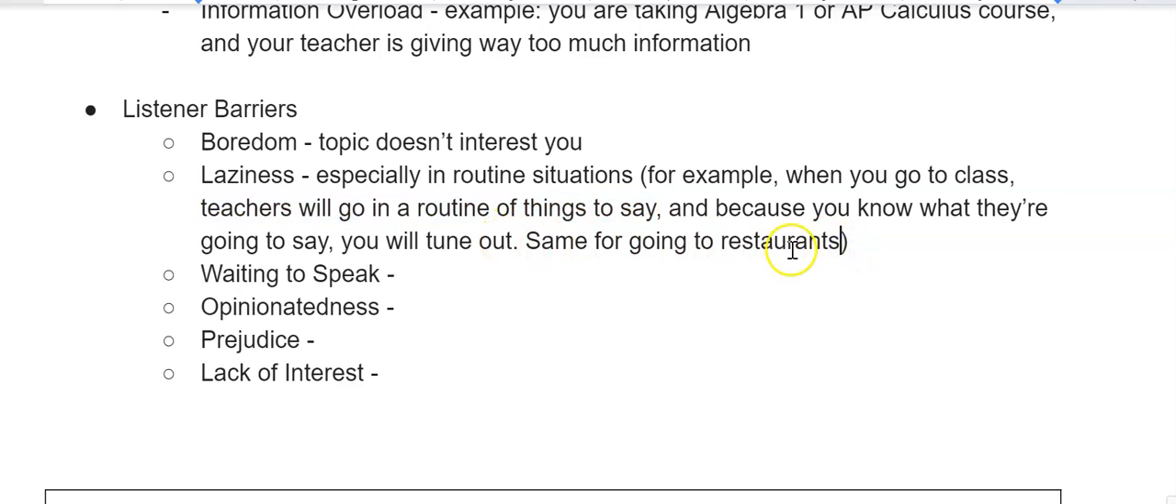The same thing goes for restaurants. They'll welcome you: hi, welcome, today our special is going to be, and then you probably tune out sometimes, because even though the specials might be different, they have a script that they're usually following.